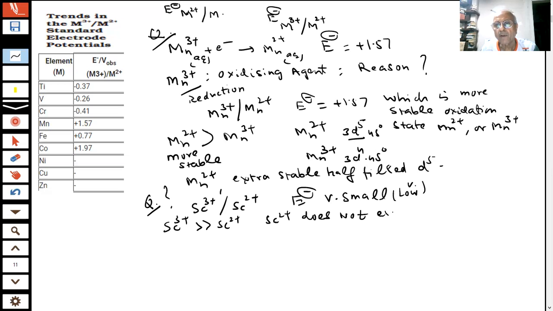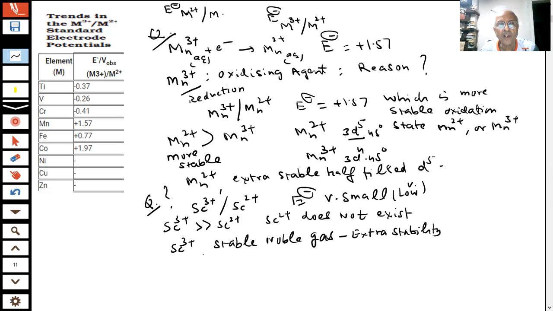Okay. Now, what answer are you giving? What is the reason? Sir, because in Sc3+ we have noble gas configuration. Scandium 3+ is a stable noble gas, extra stability.